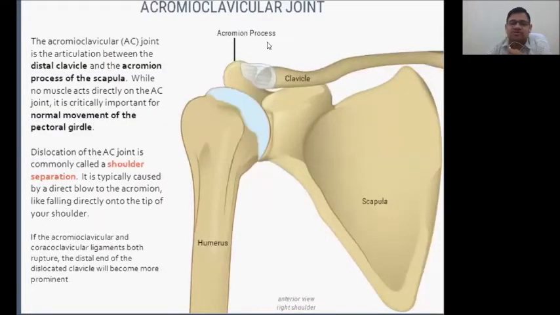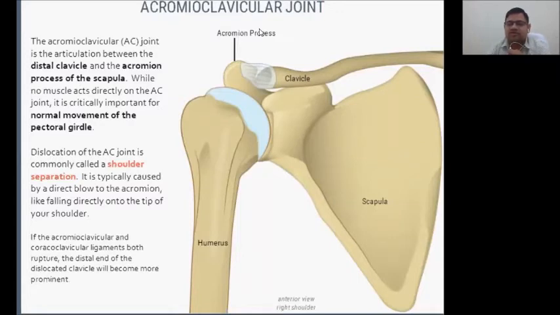So talking about them one by one, first the acromioclavicular joint. It is an articulation between the distal clavicle and the acromial process of the scapula. While no muscle acts directly on the AC joint, it is critically important for the normal movement of the pectoral girdle. Dislocation of the acromioclavicular joint is commonly called shoulder separation, because the clavicle is separated from the scapula. It is typically caused by a direct blow to the acromion, like falling directly on the tip of your shoulder.